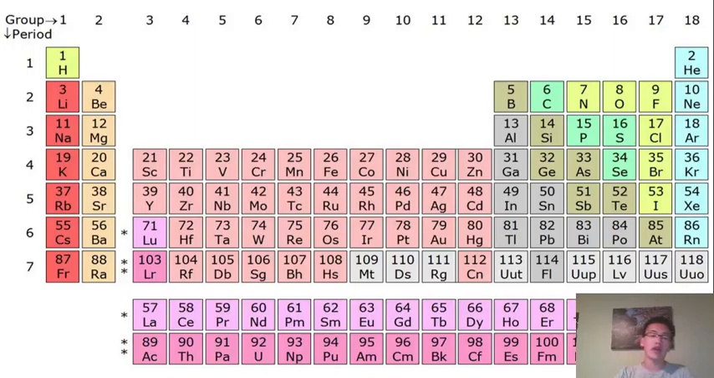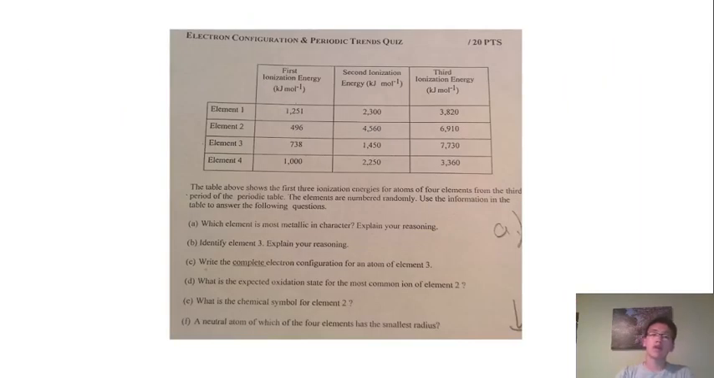The way we figure that out, because all we have is ionization energy, is to look at the lowest first ionization energy. Across the period, ionization energy will increase, so the lowest ionization energy will be the element that will be the most metallic. So in this case, it's going to be element 2, which has the lowest.